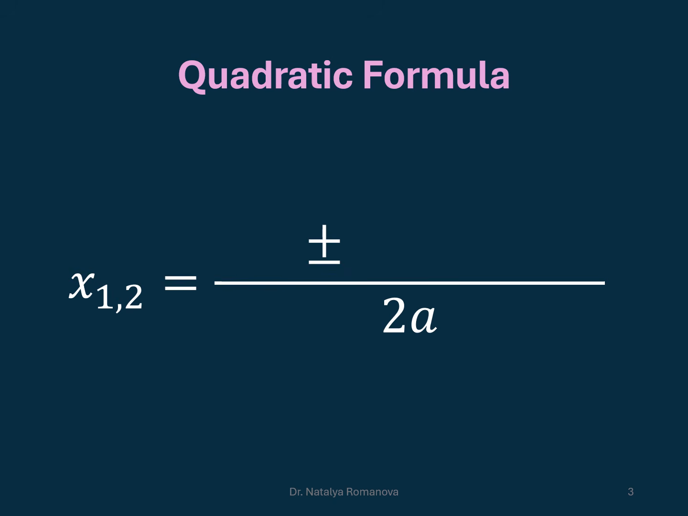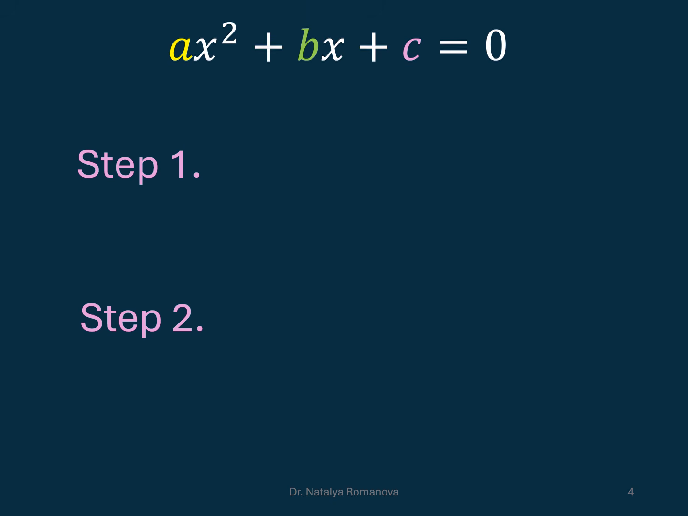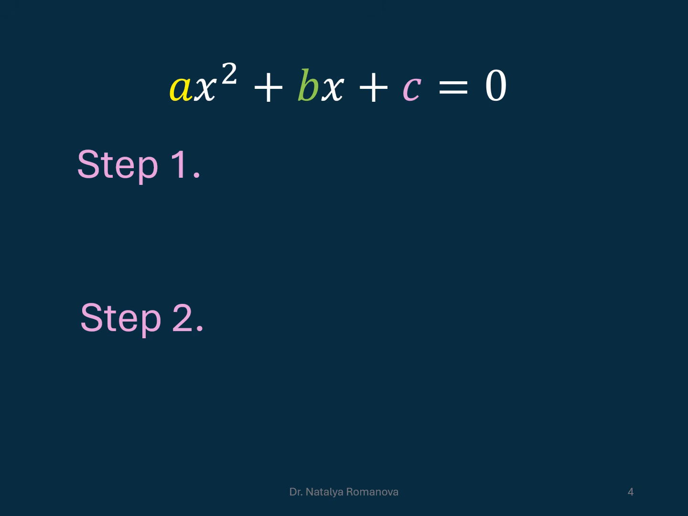The quadratic formula gives us the solution for any quadratic equation. We need to remember this formula: x equals negative b plus or minus square root of b squared minus 4 times a times c, all over 2 times a. We have three coefficients. Keep in mind, a is the coefficient in front of x squared, b is the coefficient in front of x, and c is the number without x.